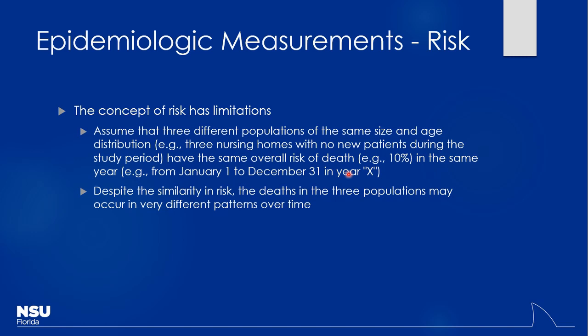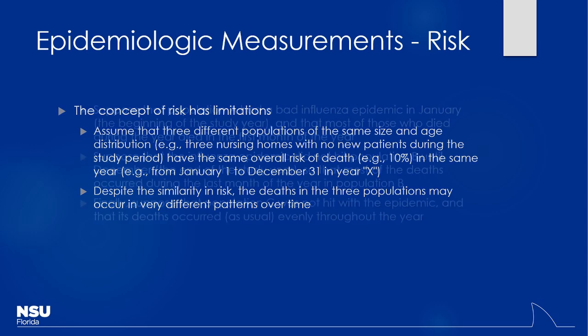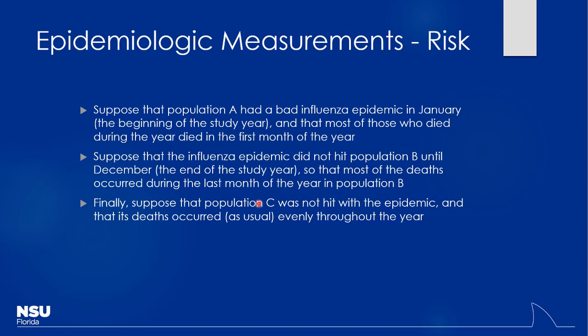Again, we're looking from January 1 to December 31st. And what we're going to find is that despite the similarity in risk, where the deaths occur can be quite different in the different nursing homes, as we're going to see here. Let's say for population A, and I'll show you a graph in a moment, they had a really bad influenza epidemic during the very beginning of the year. And let's say all 10% of their individuals died during the first couple months. But then everyone else stayed alive the rest of the time.